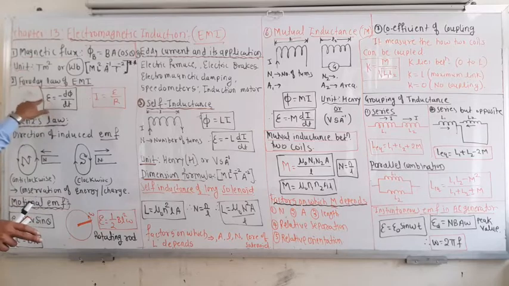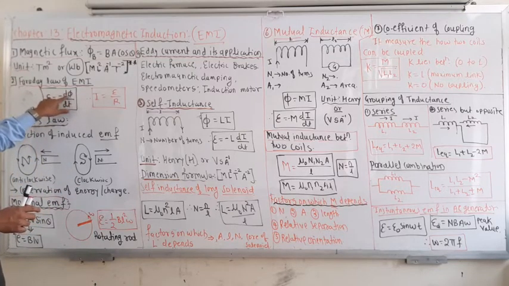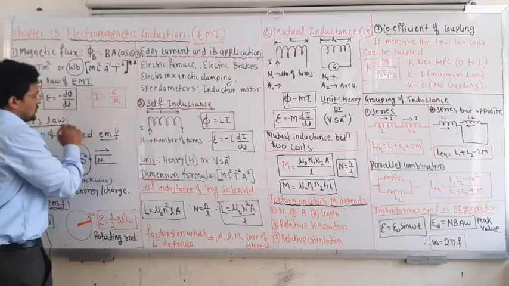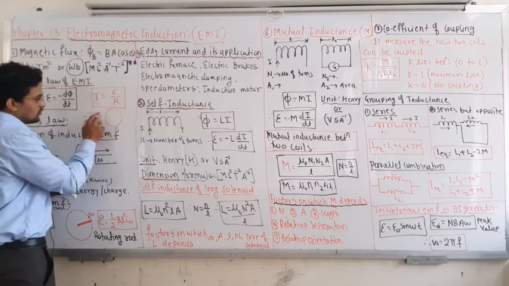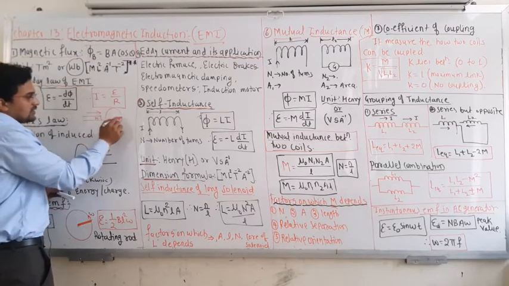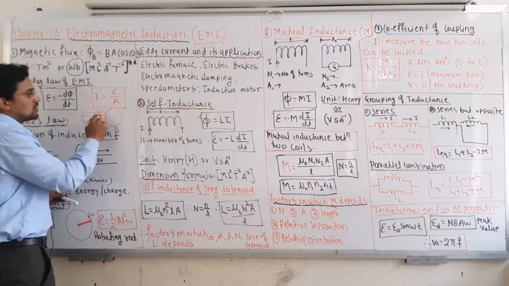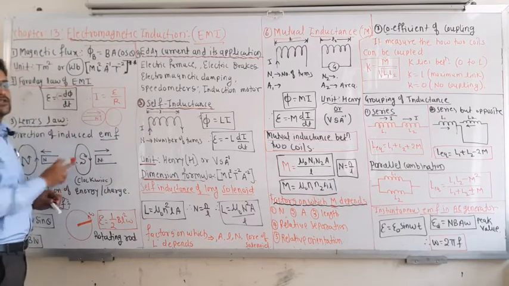The unit of EMF is the volt, and the dimension formula is the same as that of voltage. It is the rate of change of magnetic flux linking with the coil per unit time. The minus sign represents Lenz's law. If you move a north pole towards the coil, the EMF is generated in such a way that it opposes the cause which produces it.